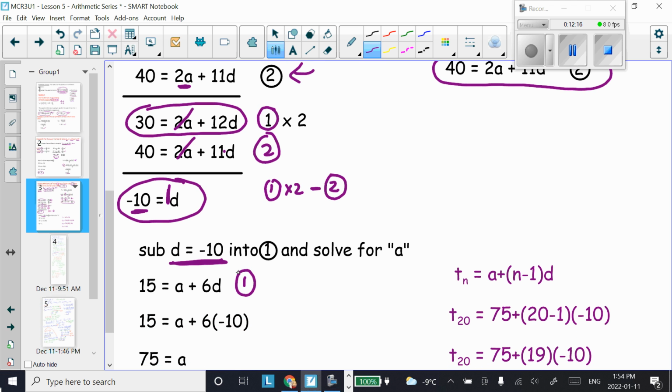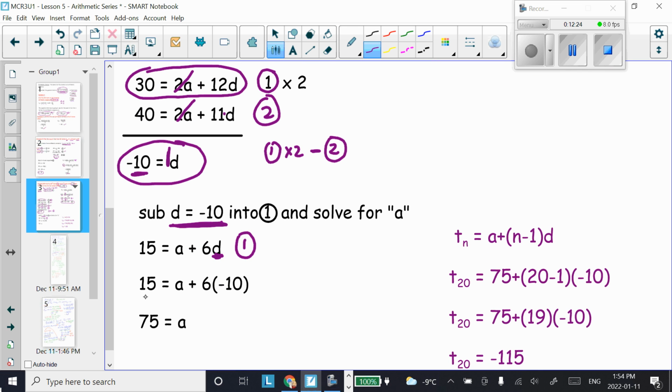So there's my equation 1. And I'm replacing the d with negative 10. 6 times negative 10 is negative 60. So we have 15 is equal to a minus 60. Bring the 60 to the other side, it becomes positive. 60 plus 15 is 75. So there's my first term. My first term is 75, and my numbers are decreasing by 10.